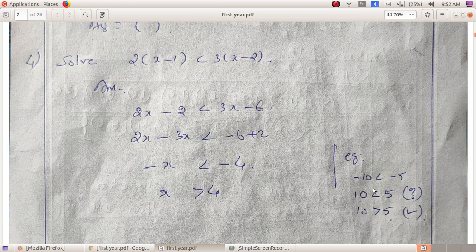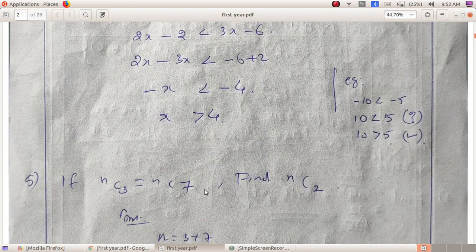Its explanation is here. See, minus x less than minus 4. For example, minus 10 less than minus 5 is correct, minus 10 is less than minus 5. But when we remove these negative symbols, is 10 less than 5 correct? No. Then the symbol will be reversed, that is 10 greater than 5. It is correct. That is why here, minus x less than minus 4, while removing these negative symbols, x greater than 4. That's the answer.